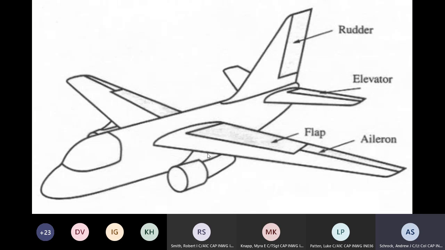Flaps don't actually make you move around a specific axis. We'll get into flaps briefly in a little bit, but the control surfaces is what these are called. The rudder, the elevator, and the aileron, these are control surfaces. These are what make the airplane move around those axes. And then we're going to get into which control surface does what in a little bit.